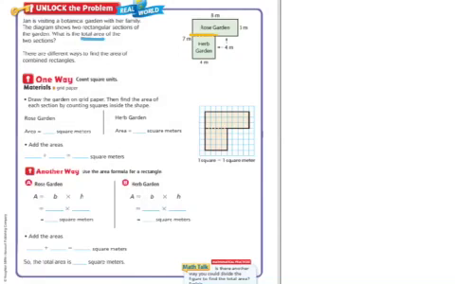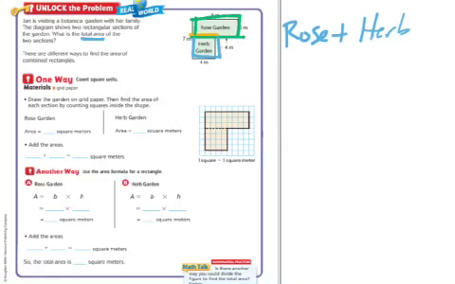So if we want to work it out through addition, the first thing that we need to do is find the area of the rose garden. The second thing that we're going to do is find the area of the herb garden. And since we're looking for the combined area, we're going to add these two together. So the rose plus the herb. But the first thing we have to do is find those individual areas. So let's focus in on the rose garden first.